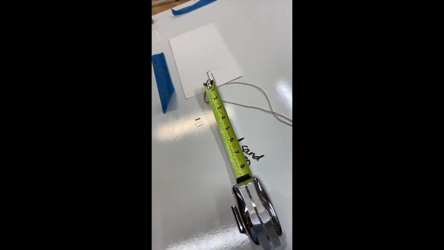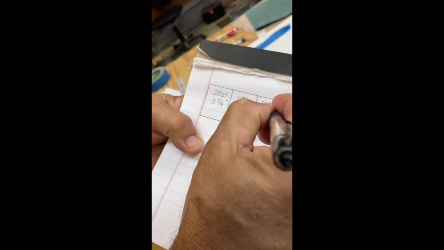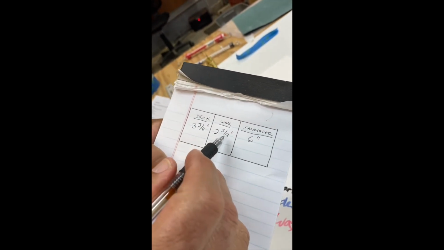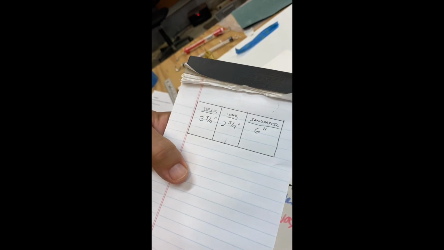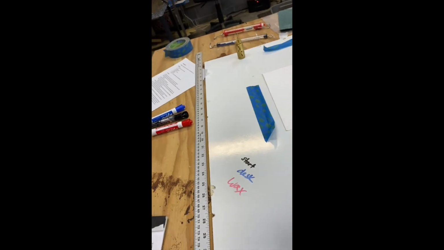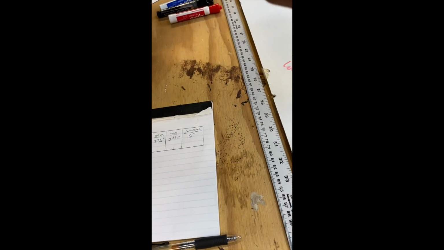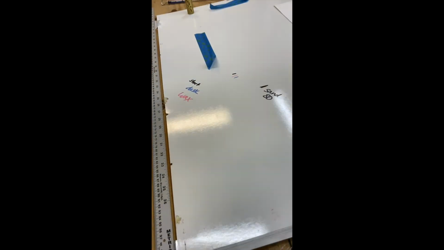All right, so sandpaper was 6 inches, so now I'm on my data sheet here. I got 2 3/4 inches for wax paper. I've got 6 inches for sandpaper. So your data sheet should look like this as well. All right, so that's what you need for the lab. Now your job is to write down what you saw, that's your observations, and also write down your conclusions. Why did you see what you saw?